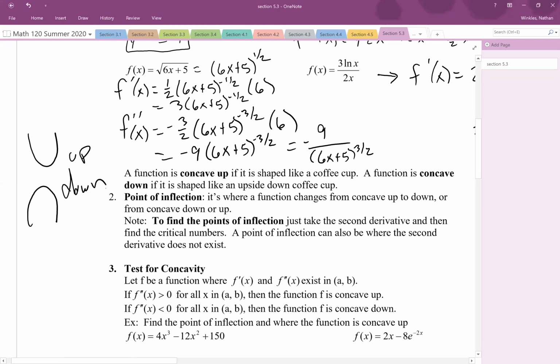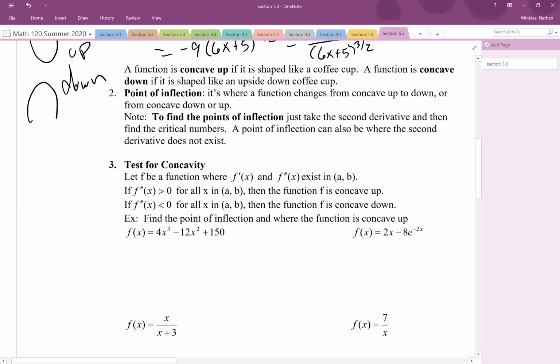So it's where our function changes from concave up to concave down, or from concave down to concave up. Now, to find the points of inflection, take the second derivative, set it equal to 0, solve. It's also where it does not exist. Now, to actually find our concavity, we need to look at our different values here to see what's going on.